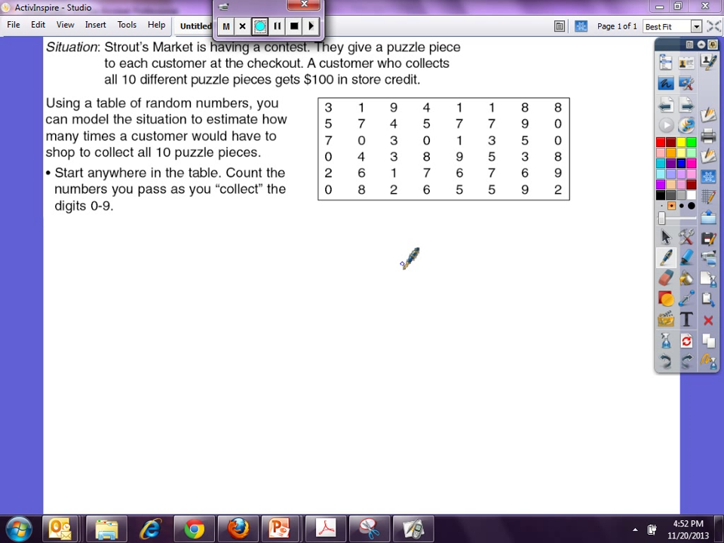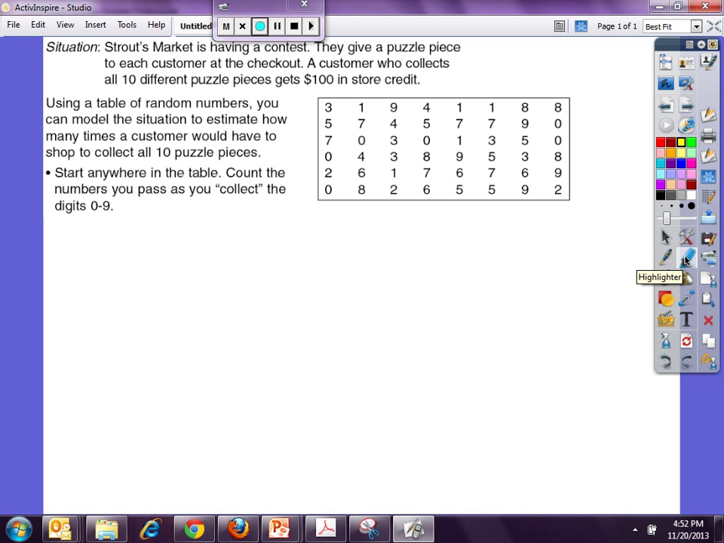So we're going to use a table of random numbers so that we can model the situation to estimate how many times a customer would have to shop to collect all 10 puzzle pieces. Because we've all done the Monopoly games at McDonald's where we know that we have to go through a lot of different times to get the different pieces that we're looking for. So this is just a simulation, or a created example, to show us how many times we'd have to go to the store and shop.